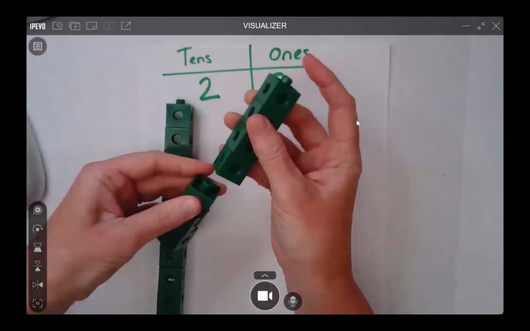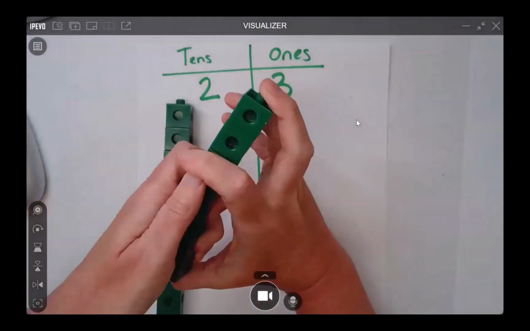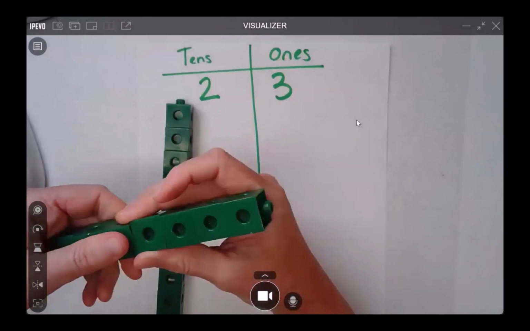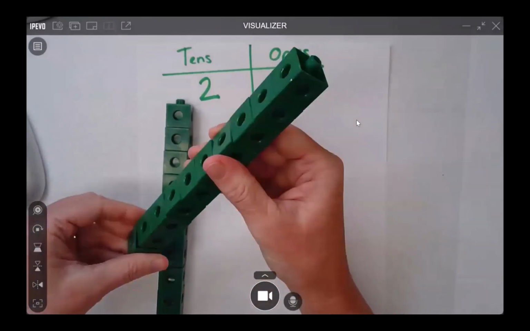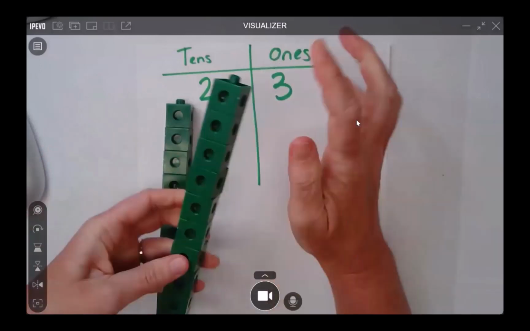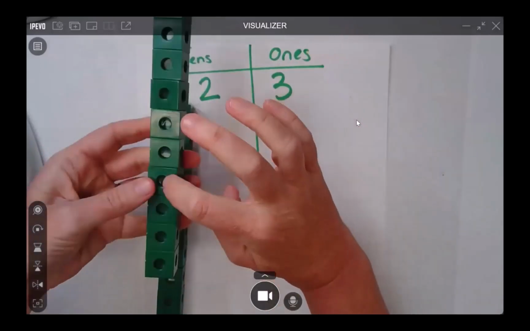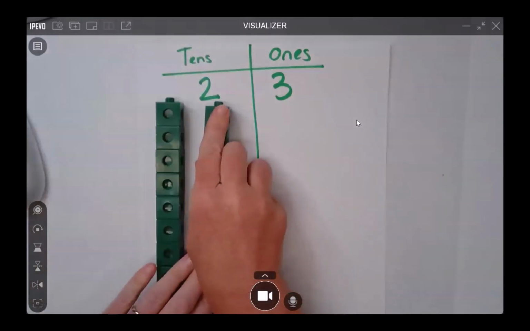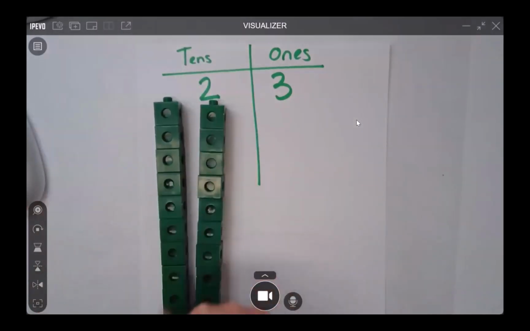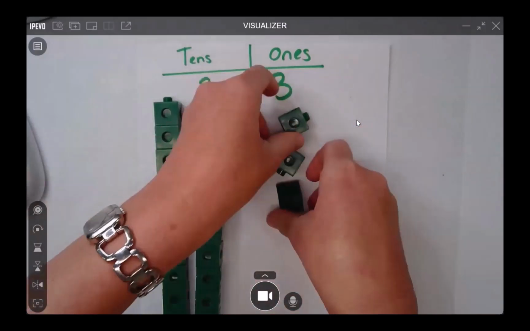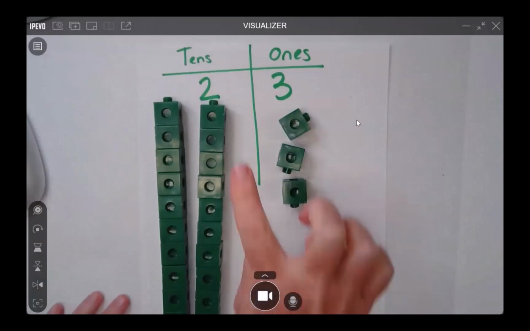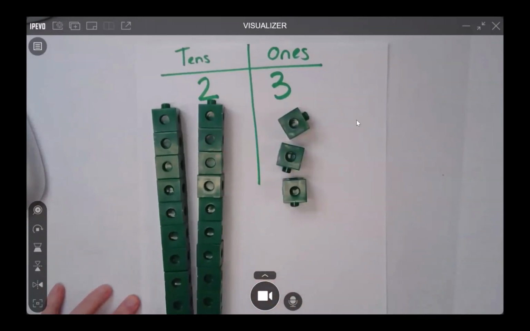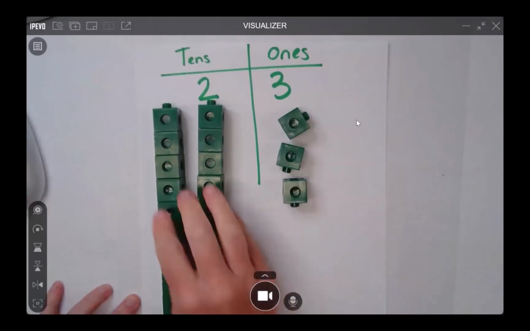4, 5, 6, 7, 8, 9, 10. 1, 2, 3, 4, 5, 6, 7, 8, 9, 10. 2 10s. These are 2 10s. And then I know I need to show 3 ones. So 23 is made up of 2 10s and 3 ones.